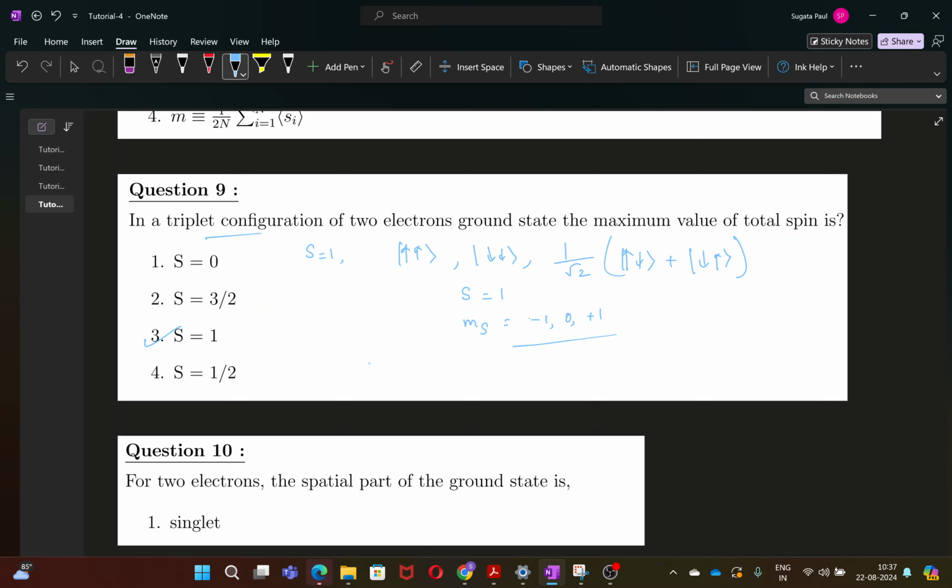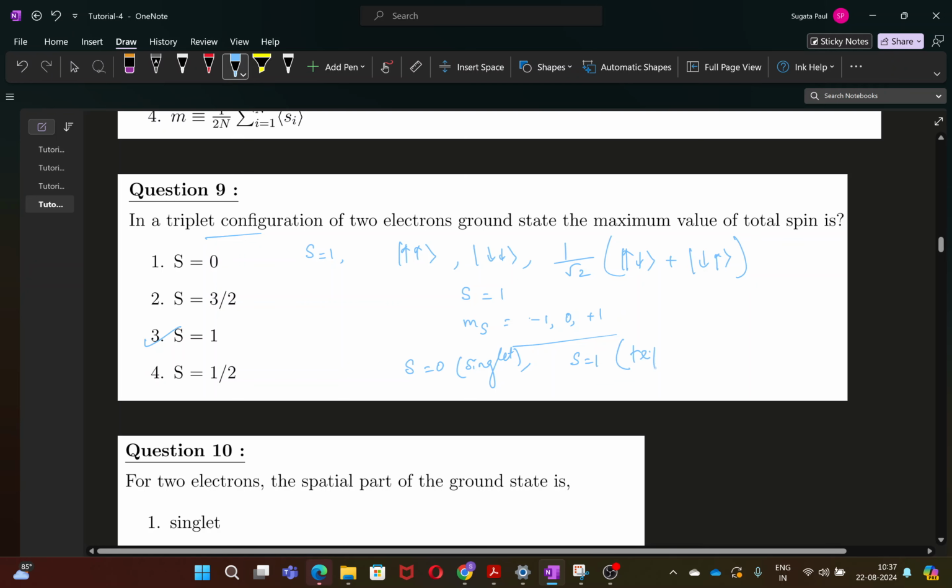Similarly, for a singlet spin configuration, the maximum possible value of total spin will be just 0, because there the spins are oppositely directed to each other. So S is equal to 0 for singlet and S is equal to 1 for triplet.